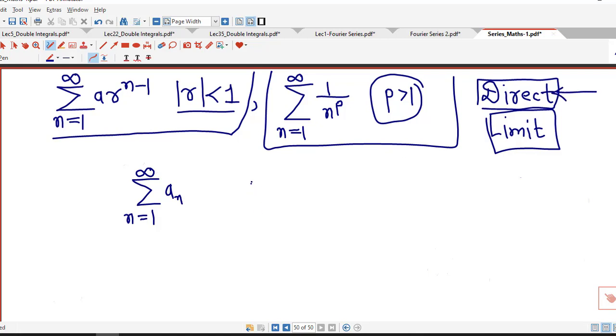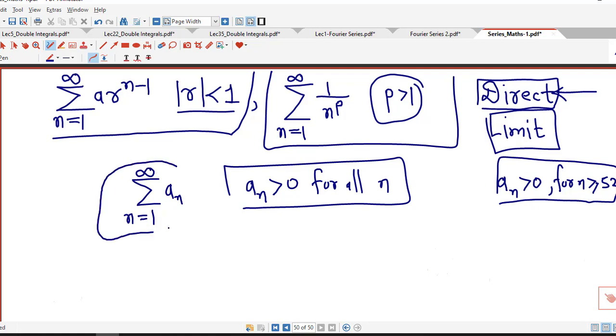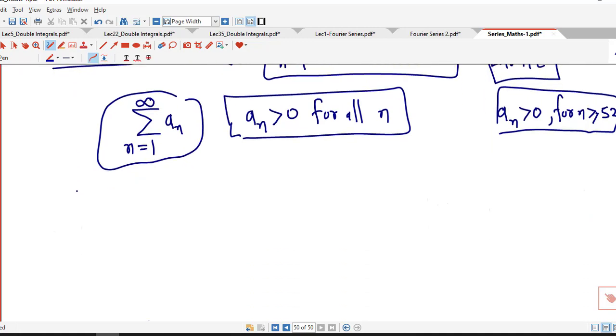The first requirement is that the terms must be positive for all n, or they must be positive for all values of n after some fixed number. That means if an is greater than 0 for all n greater than or equal to, say, 52, then also we will consider it as a series with positive terms. A finite number of negative terms is allowed, otherwise this series must be a positive series to apply the direct comparison test.